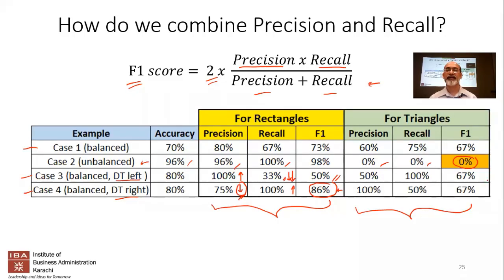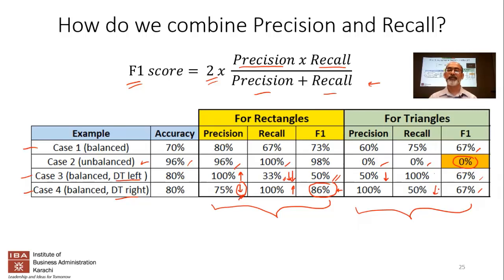Let's look at the triangle side. On the triangle side, interestingly, because of the way the problem is construed, the F1 score is not really changing, okay? Why is that? Because in this case, this goes down, okay? And this remains at 100%. In this case, this goes down. They're both going down by precisely the same amount. So it doesn't really matter.